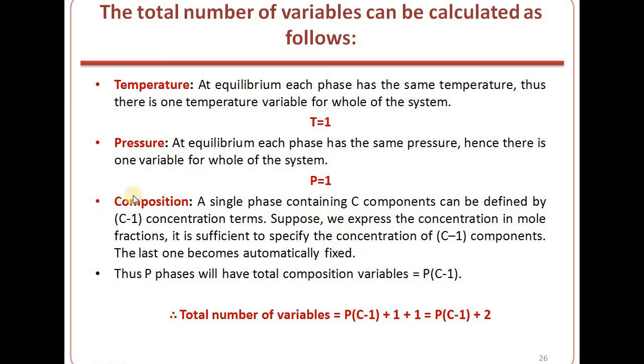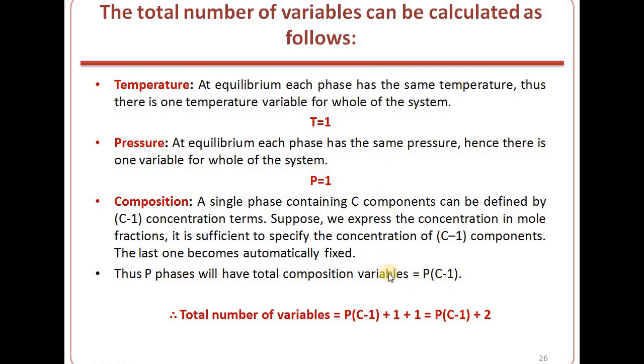For a single phase, we require C minus 1 concentration terms to define. For P phases, multiplying it by P. Thus, all the P phases will have total composition variables to define the system, that is P into C minus 1. Repeating again, for a single phase, C minus 1 concentration terms are required to define the system. Now for P number of phases, we will multiply it by P. So total number of composition variables for the P phases will be P into C minus 1.